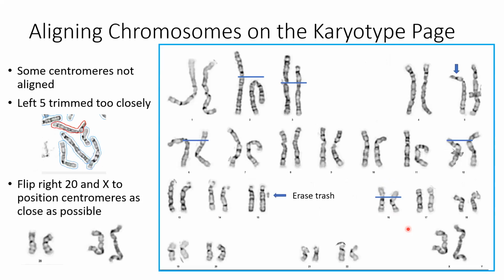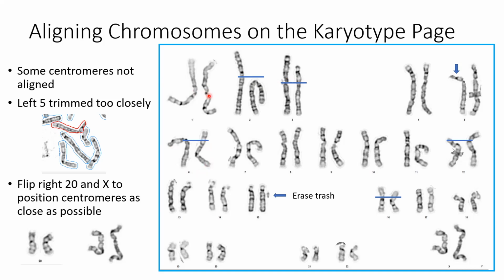Okay, and then the last slide is just showing how to align the chromosomes on the karyotype page. This is actually a karyotype that was turned in to me, and the chromosome 1's lined up very nicely. The centromeres are aligned. Not so much here, not so much here, not so much here. Now you say, okay, well, those are bent, but there are ways to manipulate them so that we can actually get the centromeres lined up.